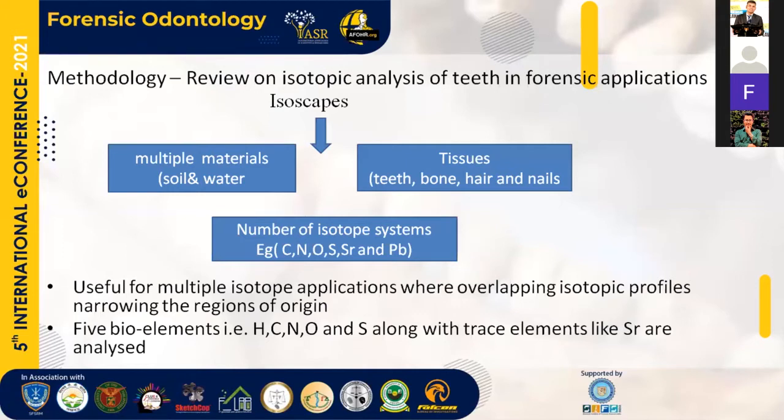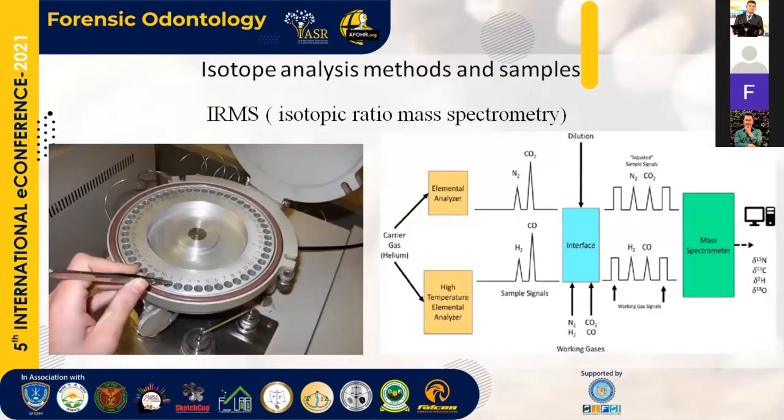So this will be helpful for multiple isotope applications where overlapping isotopic profiles will exist, so we can narrow down the region of origin. Basically the bioelements, that is hydrogen, carbon, nitrogen, oxygen, along with trace elements like strontium, are the ones that are usually analyzed. Now I'll tell you the technique or the methodology used in this isotope analysis, which is the IRMS technique, which is isotopic ratio mass spectroscopy.